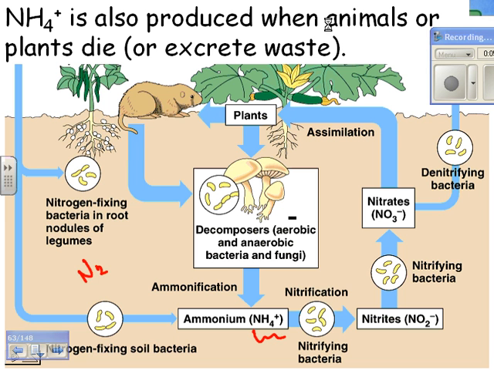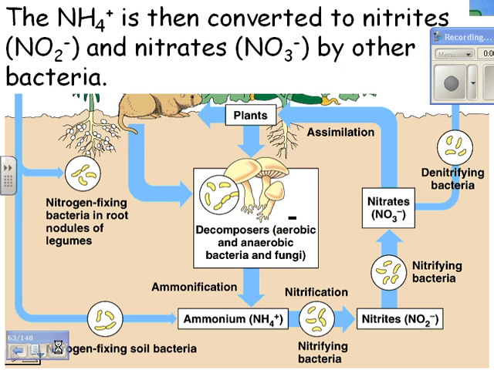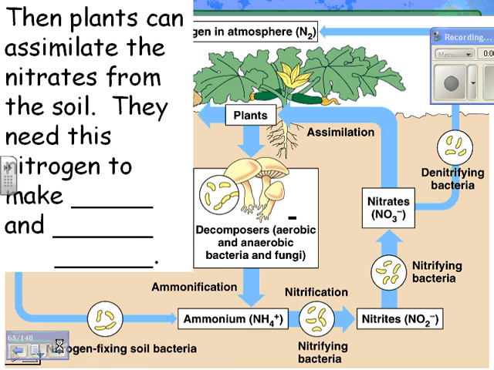Ammonia is also produced when animals or plants die or when they poop or pee. So here's an animal pooping or peeing and maybe some plants dying or whatever. And decomposers will break down the body parts, and what you're left with is ammonia. And so there are other bacteria. This is our next thing. The ammonia here is then converted to nitrites, which is this, or nitrates, by other soil bacteria or bacteria in water if we're there. The plants can then assimilate it.